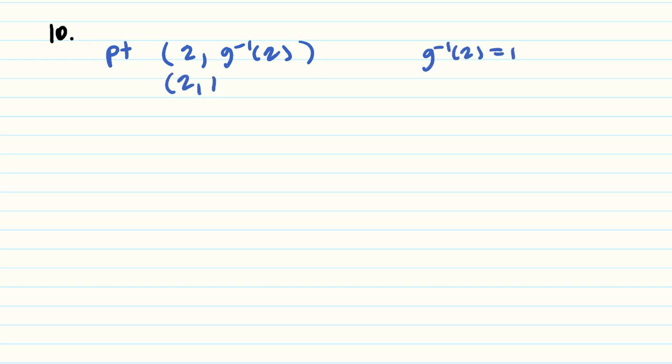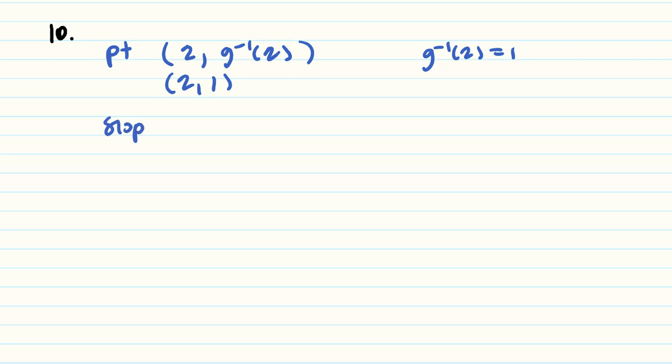So f and g are differentiable functions with values given in the table at left. All right, g inverse is the inverse function of g. Find the line tangent to the graph of y equals g inverse of x at x equals 2. Okay, so I'm going to need a point. 2 and g inverse of 2. g inverse of 2 is where g of x equals 2, which is equal to 1. So my point is (2, 1).